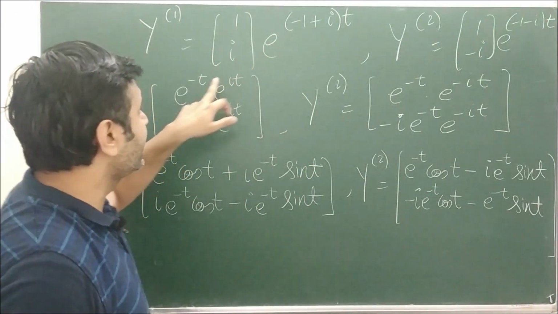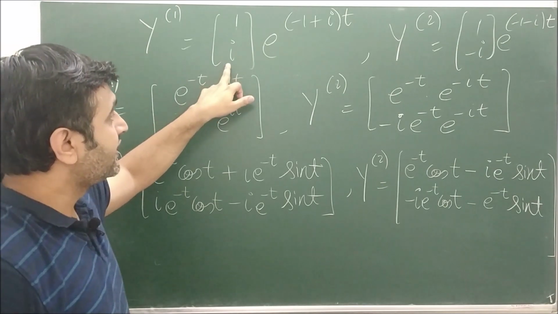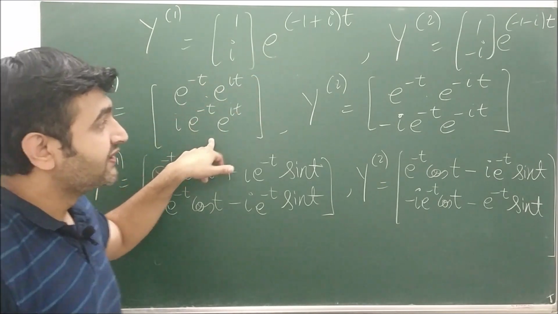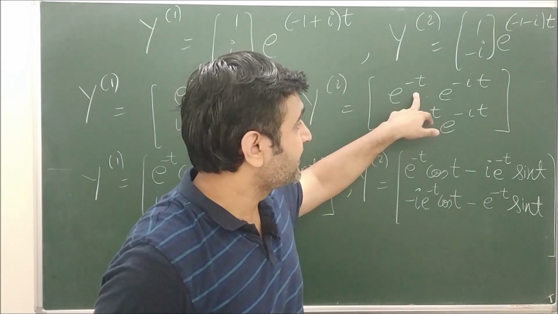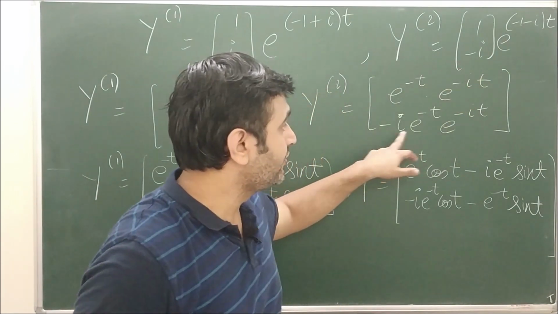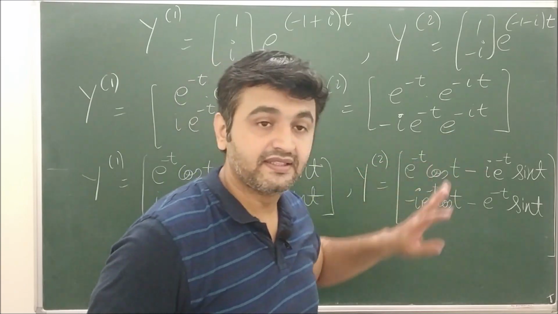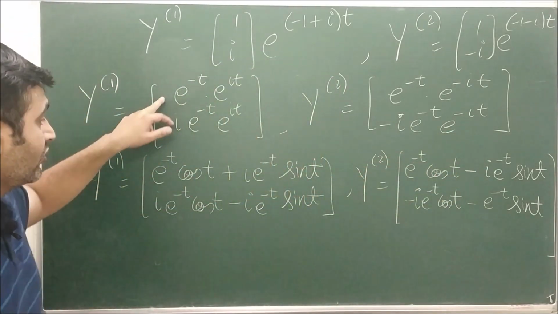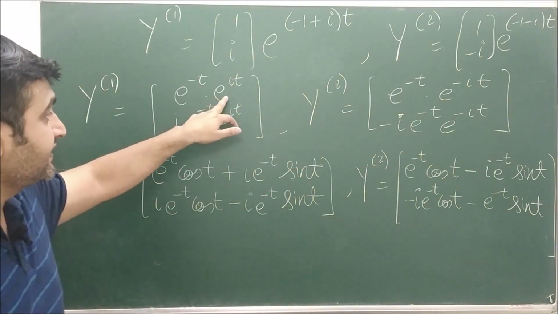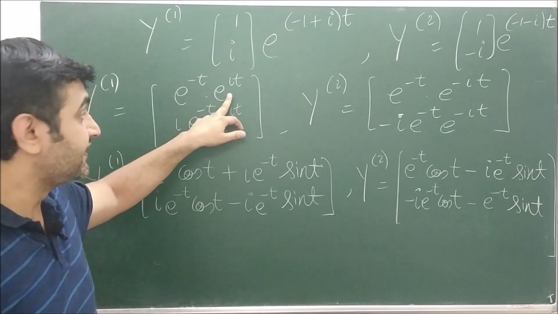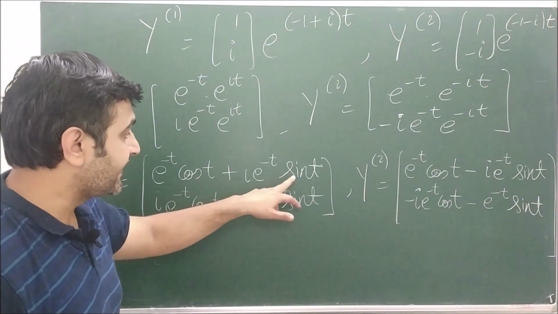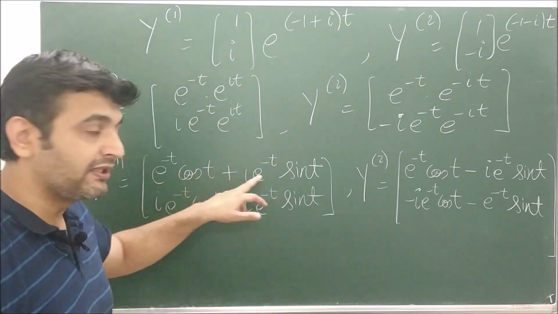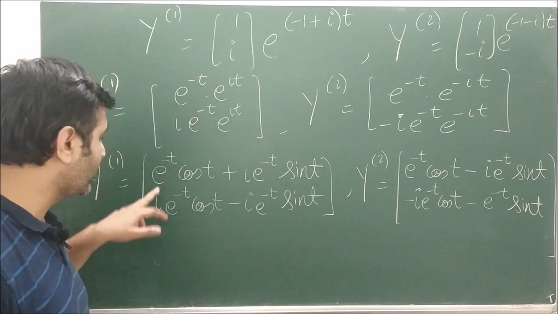So here e raised to minus t into e raised to it. Similarly, i into this. Similarly here also you have e raised to minus 1 minus i into t, and minus i into e raised to minus t into e raised to minus it. And now you use your Euler equation: e raised to i theta is cos theta plus i sin theta. So e raised to minus t as it is, and this is cos t plus i sin t. E raised to minus t will be multiplied with both the terms. Here also you keep your i as it is.